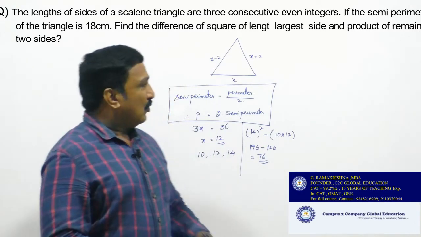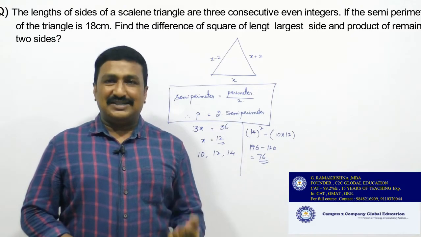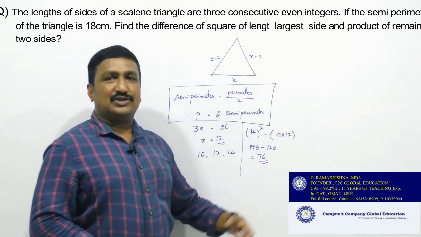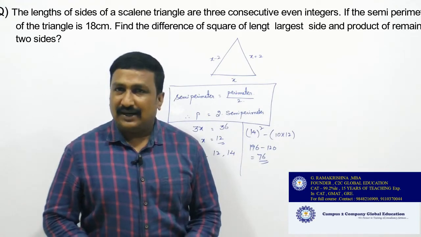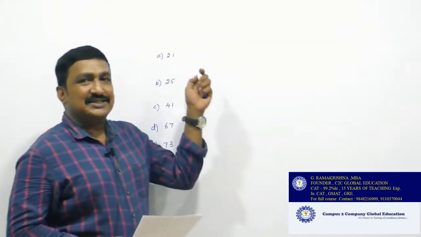Right? So if you want to answer this question, here we should know what is a scalene triangle, what is its perimeter, what is its semi-perimeter. So if you know this information, we can solve this question directly. Understanding friends? Now we will discuss the next question. So this is the next question.